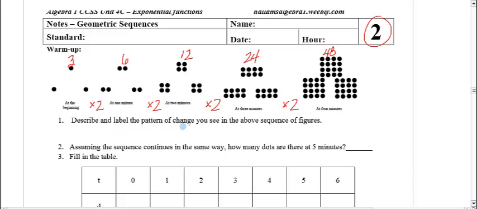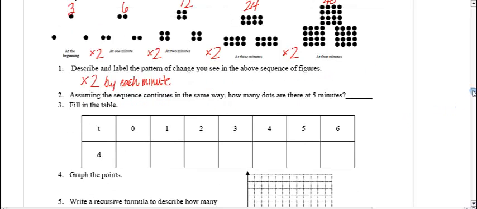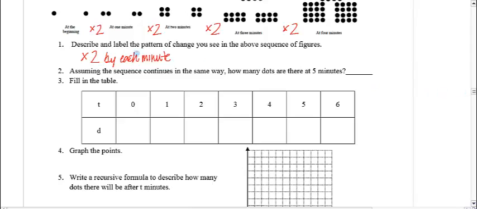It says describe and label the pattern of change that you see in the above sequence of figures. Again, how's it changing? Well, it's a doubling each time. We're multiplying by 2. So I'm going to keep this short. You can write in what you want there, but it's going to double by each minute. And again, if I go too fast or talk too quick, remember this video will be posted on my website, so you're welcome to go back and watch it and pick up anything that you didn't get.